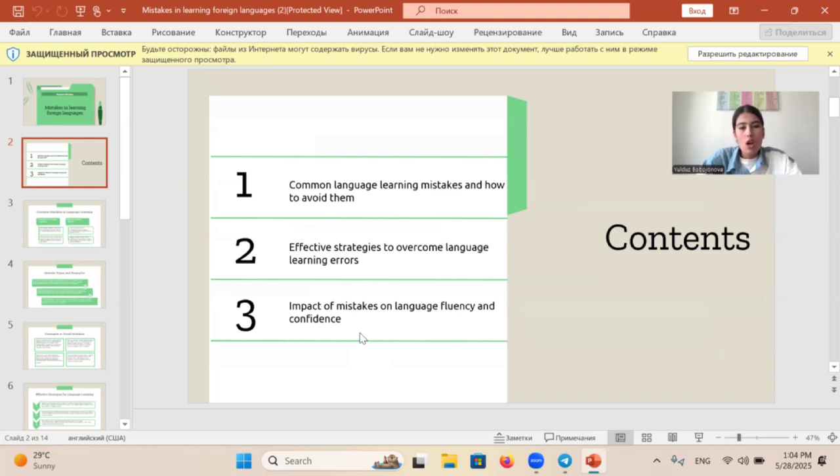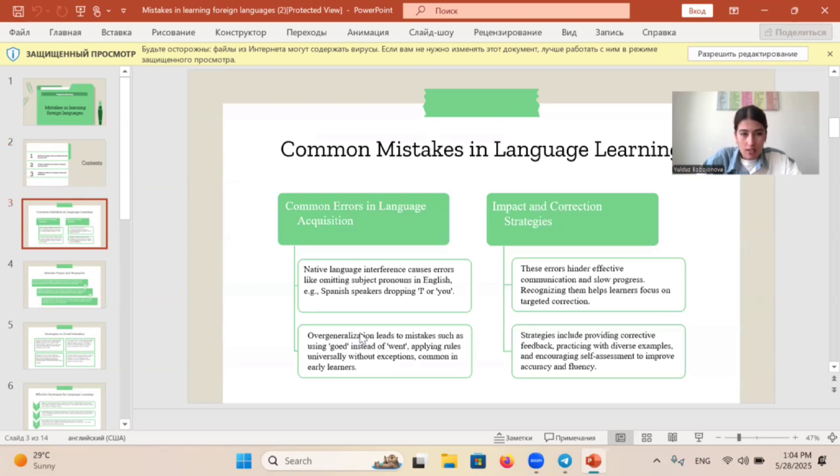The first one: common language learning mistakes and how to avoid them, effective strategies to overcome language learning errors, impacts of mistakes on language fluency and confidence. So, what are they? If you really want to learn, let's go through the types. Common mistakes in language learning.